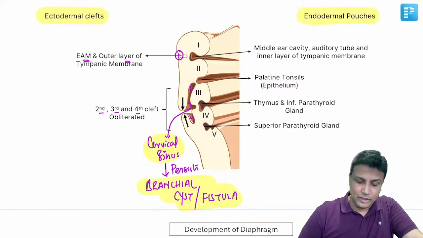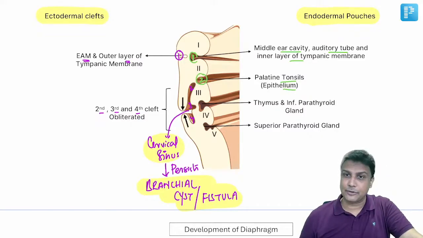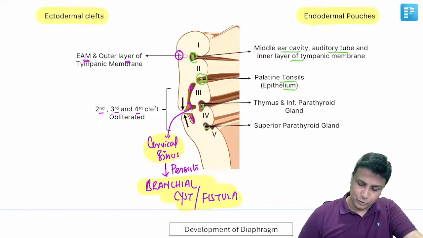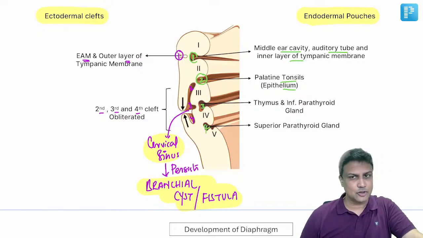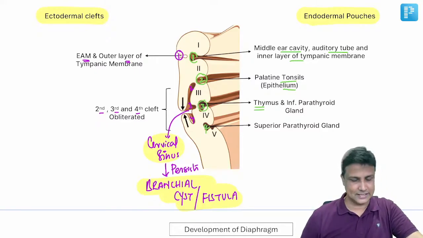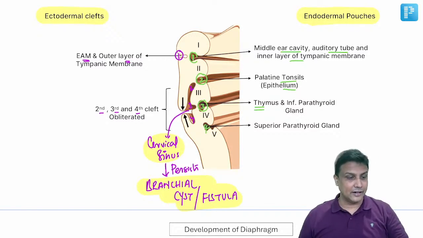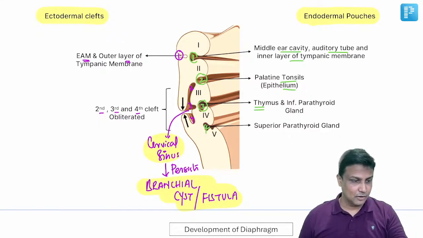Now, similarly, what about the endodermal pouches here? The first pouch is the one which is going to form the middle ear cavity along with the auditory tube, along with the inner layer of tympanic membrane. The second pouch is the one which is going to form the epithelium of the palatine tonsil. The third and the fourth pouch are going to form the parathyroid glands, superior and inferior. But remember, for the third pouch, with the rhyming word, you remember thymus. Third pouch is going to form the thymus along with the inferior parathyroid gland, whereas the fourth pouch is going to form the superior parathyroid gland. Is it okay?